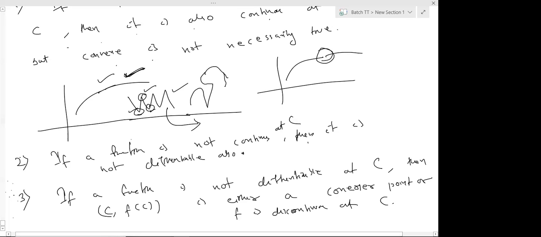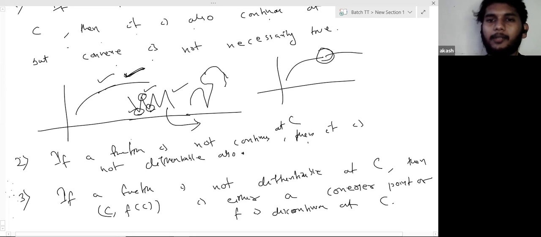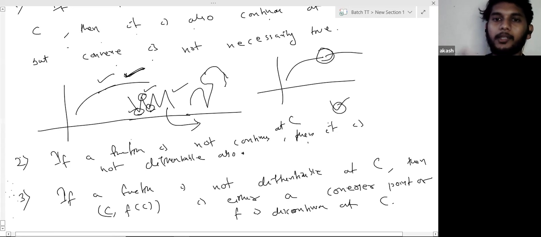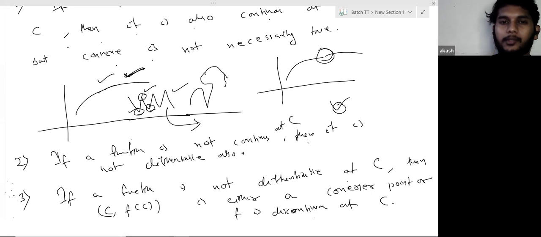What this basically means is there can be two reasons for a graph to be not differentiable at C. This can either be a corner point, which I told you is where the graph is not moving smoothly, a sharp corner, or this is a discontinuous, broken point. So note it down. You can get 1 mark questions out of this.